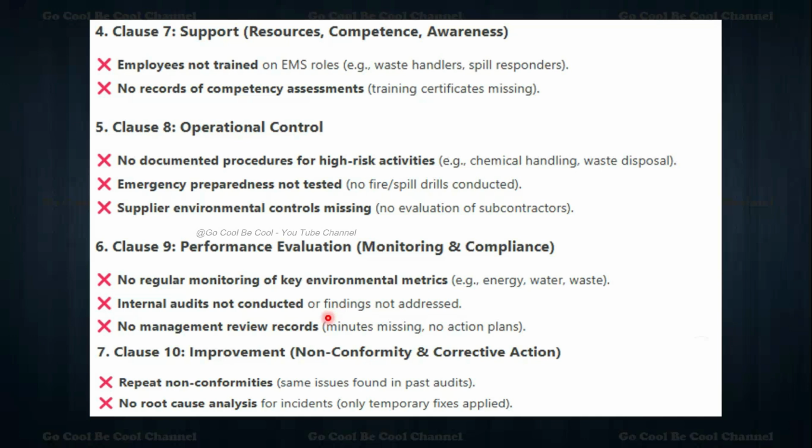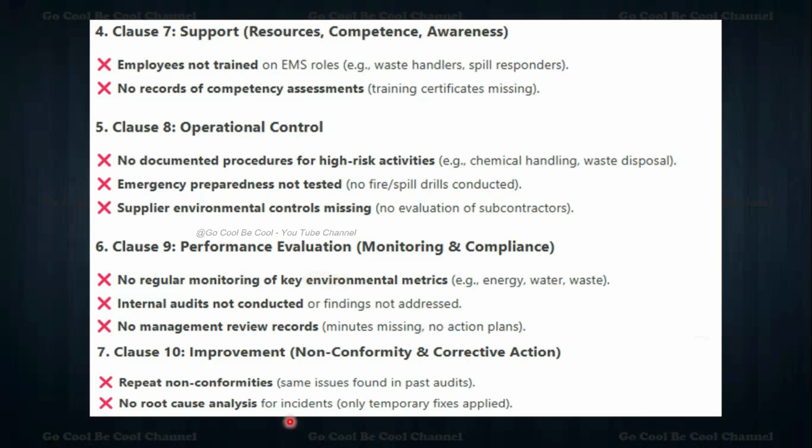Then clause 9 generally talks about performance evaluation, monitoring and complaints, and how it is supposed to look. There is no regular monitoring of key environmental metrics, for example energy, waste and water. Internal audits are not conducted or findings are not addressed. These are the mandatory things, the areas that an auditor is supposed to find out during the audit and that have to be addressed. There are no management review records, meeting minutes or follow-up, no tracking sheets, no action plan, nothing else.